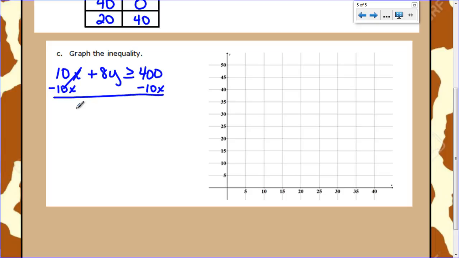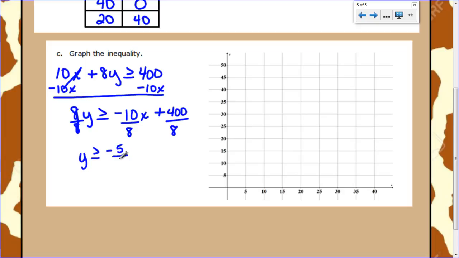So I have 8y is greater than or equal to. Now I like my x term first, so I'm going to put negative 10x plus 400. Then I have to divide everything by 8. So I'm going to divide everything by 8, and so I have y is greater than or equal to, well, negative 10 over 8 doesn't divide into a nice whole number, but it will simplify. I can divide both by 2, and I get negative 5 over 4x. Now 400 divided by 8, I'm pretty sure is 50, because we just did that a minute ago with the solution we were doing, and so that comes out to 50.